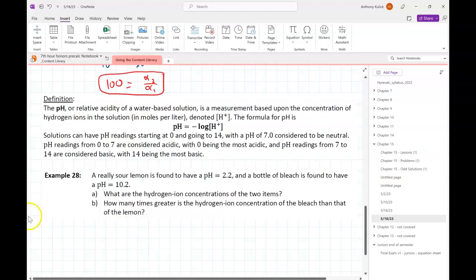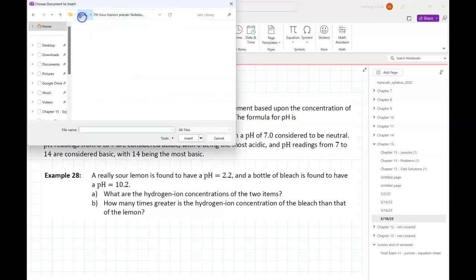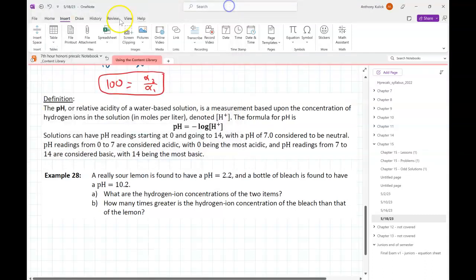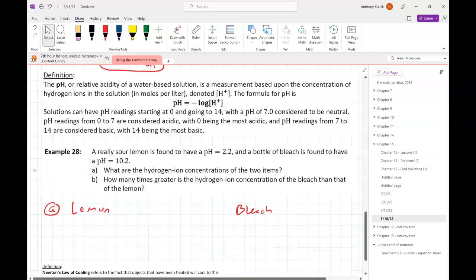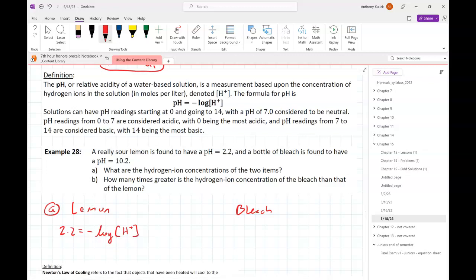Here it says a really sour lemon is found to have a pH of 2.2, and a bottle of bleach is found to have a pH of 10.2. And we're asked, what is the hydrogen ion concentration of the two items? Okay, well, I have a pH, so I'll just plug that into the pH formula, and we'll just solve for that concentration of H+.